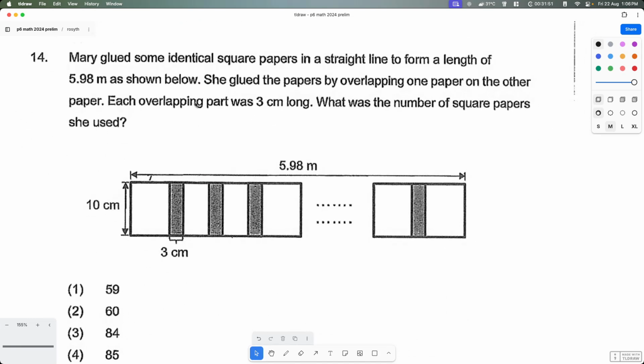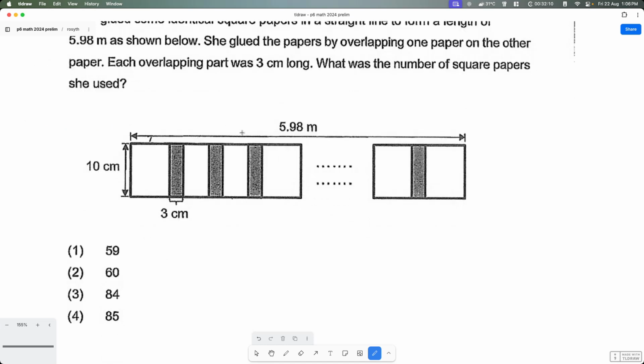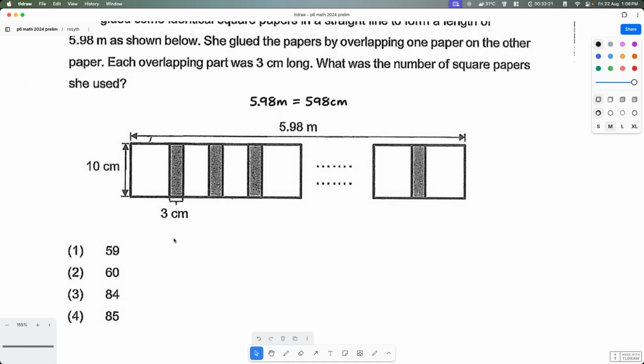Question number 14. Mary glued some identical square papers in a straight line to form a length of 5.98 meters as shown below. She glued the papers by overlapping one paper on the other. Each overlapping part was 3 centimeters long. What's the number of square papers she used? Let me get this. 5.98 meters is equal to 598 centimeters.